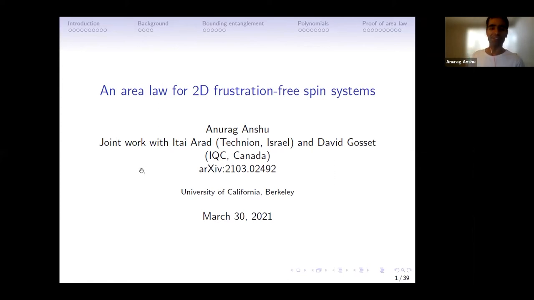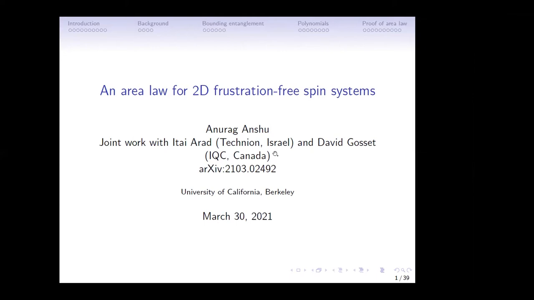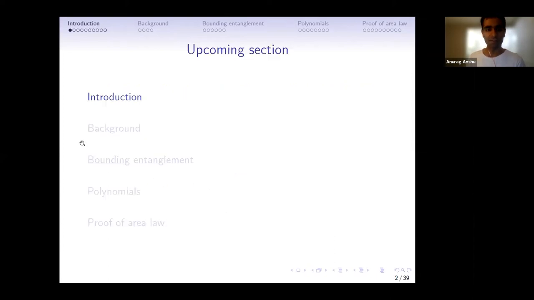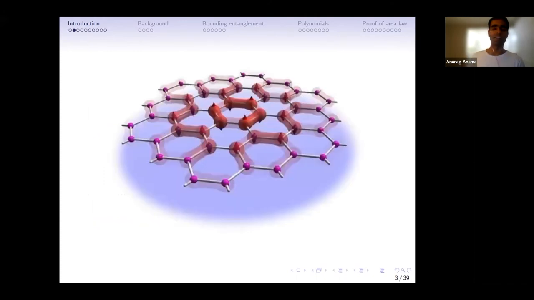All right, so this is joint work with Itai Arad, who is at Technion in Israel, and David Gosset, who is at my previous location at IQC in Canada. The arXiv number is over here. It came out quite recently in March, earlier this month. So let me start with some introduction. There are going to be 5 sections here in very natural fashion. I'll tell you about everything here. So let me tell you about what this whole thing is about.